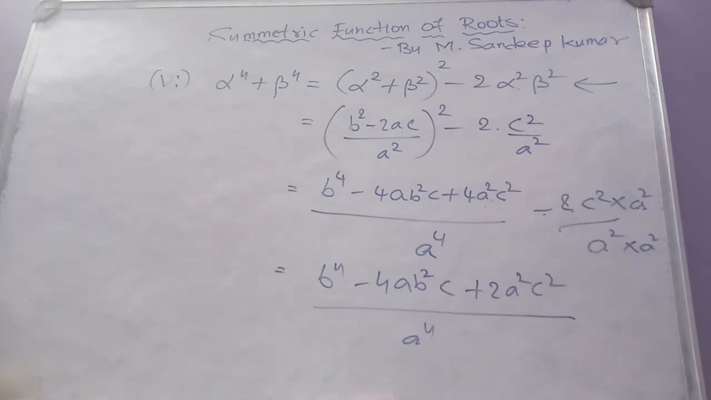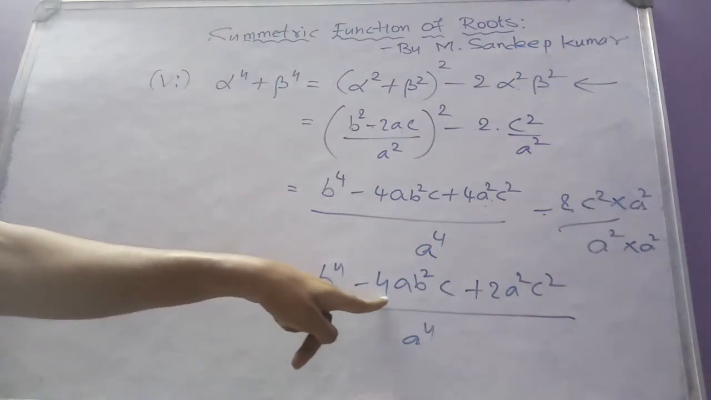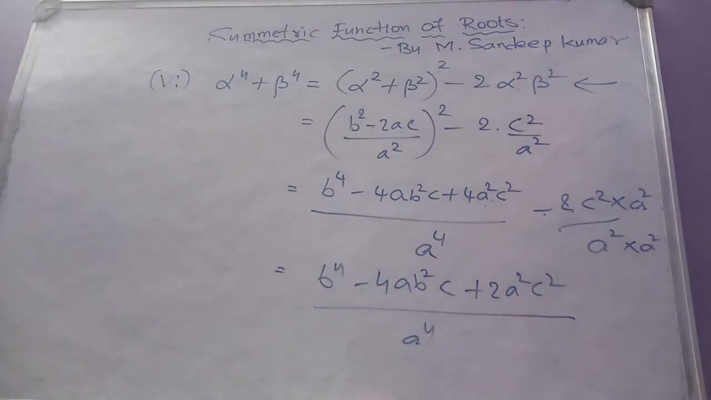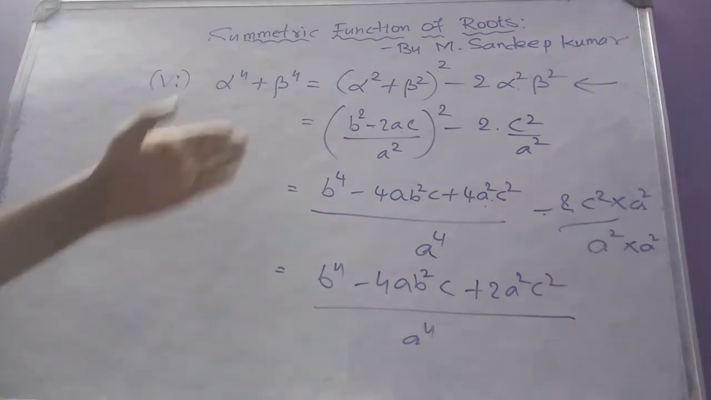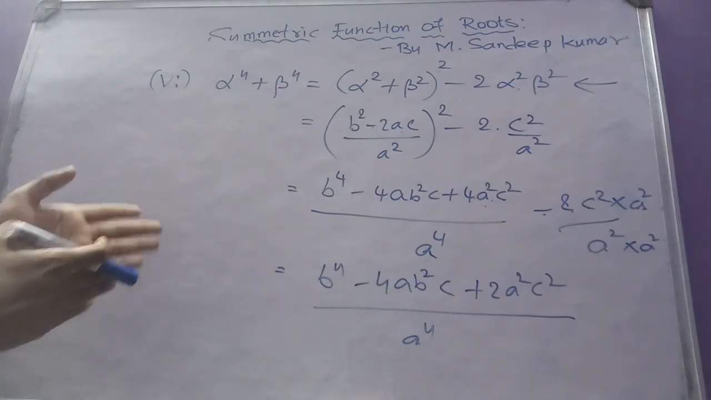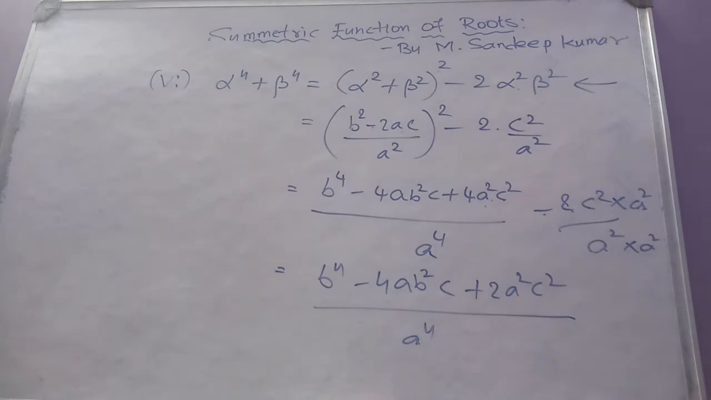Alpha power 4 plus beta power 4 is (b power 4 minus 4ab square c plus 2a square c square) by a power 4. I'm giving you derivations so that you don't have to learn any of this formula by heart. If you remember the derivation, and of course it is easy to remember also, you can easily remember this. If you remember the derivation, you can easily apply it in all the problems.